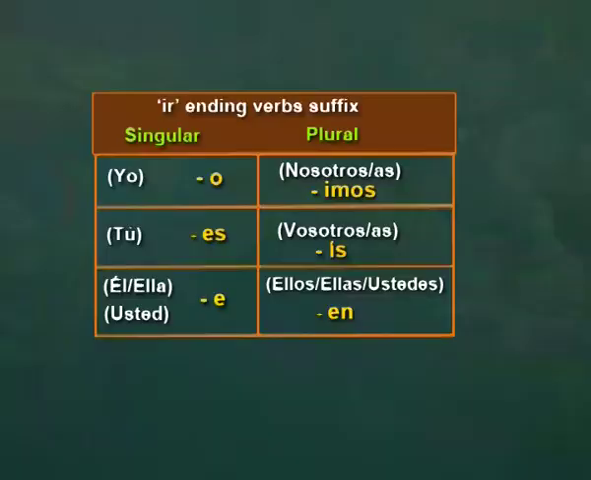Now, look at the ir ending verbs and their suffixes. Ir ending verbs will have the suffix: yo, o; tú, es; él, ella, usted, e; nosotros, nosotras, imos; vosotros, vosotras, ís, I with an accent; ellos, ellas, ustedes, en. So here go all the sentences and expressions which we have learned today.